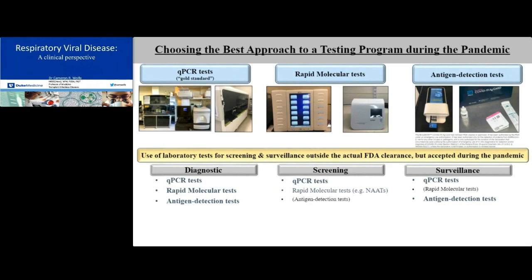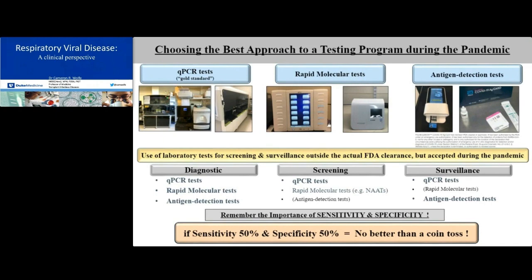Here, I also want to remind everyone that laboratories consider implementation of various tests based on their performance characteristics. Sensitivity and specificity of test methods are such important characteristics. If sensitivity and specificity are around 50%, then the test performance would be no better than a coin toss and ultimately clinically not very useful. So we were very much focused on selecting the best test so that we're not in this predicament of having an inferior test that would essentially be just a coin toss.